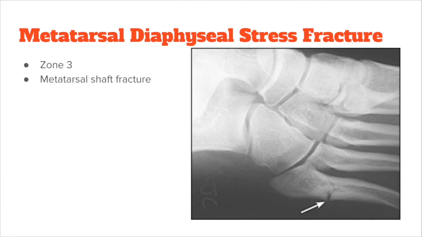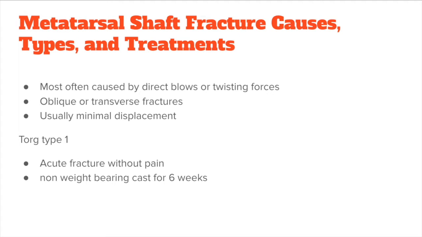The third type of fracture is called the metatarsal diaphyseal stress fracture. It occurs within the Zone 3 region of the fifth metatarsal, which is the proximal region of the shaft. The metatarsal shaft fracture is typically caused by a direct blow or twisting force upon the bone. It results in an oblique or transverse type of fracture with minimal displacement.